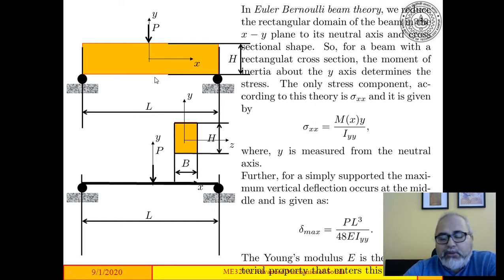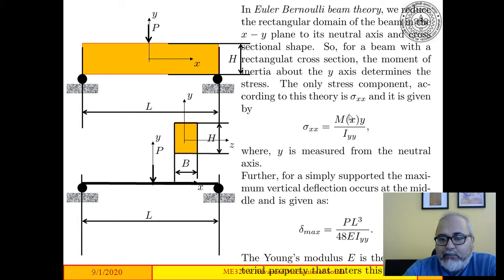Now, what Euler-Bernoulli does behind the scenes is it reduces this beam to just a straight line, and the straight line plus a cross-sectional area. This is what Euler-Bernoulli beam theory needs in order to solve this problem. What does it do? It tells you that the stresses are in the x direction. So there's only one component of stress, which is in the x direction, and that stress depends on this famous formula that you have learned, My by I.